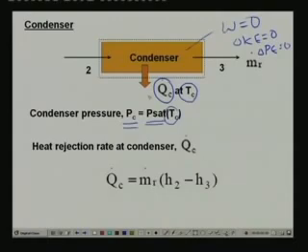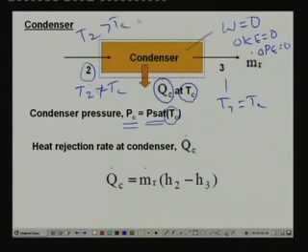One thing you must keep in mind is that temperature T2 is not equal to Tc, whereas temperature T3 is equal to Tc. This temperature T2 is always greater than Tc because of the de-superheating in the initial portion. So you can find out the condenser pressure if you know the saturation pressure-temperature characteristics, and the heat rejection rate Q dot C can be obtained from the steady flow energy equation. Q dot C is nothing but m dot R into H2 minus H3.